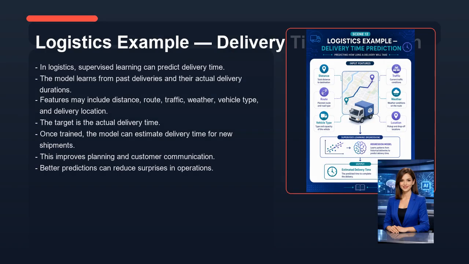Now let's look at a logistics example, delivery time prediction. In logistics, supervised learning can predict delivery time. The model learns from past deliveries and their actual delivery durations. Features may include distance, route, traffic, weather, vehicle type, and delivery location. The target is the actual delivery time.